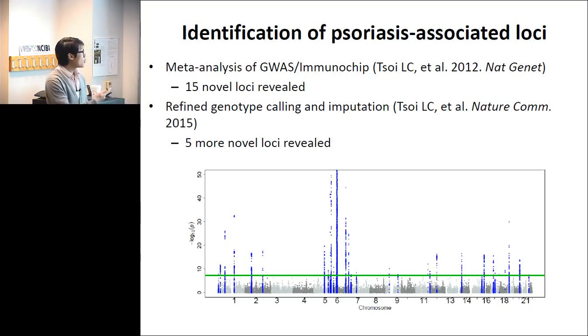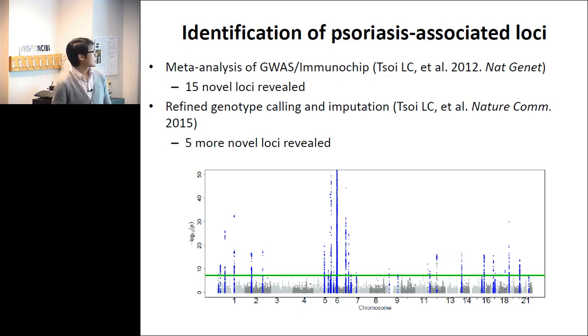More recently, we streamlined our quality control and analysis pipeline by using refined genotype calling and imputation, which allowed us to increase the number of genetic variants 6 times when compared with the 2012 study. By doing this, we found more loci reaching genome-wide significance, and altogether we doubled the number of GWAS signals to 41 for Caucasians.